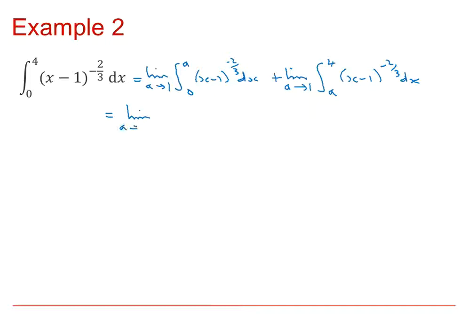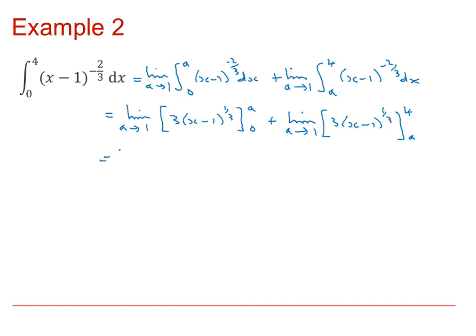So we've got the limit as a gets closer to 1, so this is doing the integral from 0 to a, which is 3 (x minus 1) to the 1/3, and its limits are 0 up to a. And then the second integral will be 3 (x minus 1) to the 1/3, and its limits will be a to 4. Now we can sub in the limits. So subbing in the top limit, you get 3 (a minus 1) to the 1/3, minus 3 (minus 1) to the 1/3. That's both limits subbed in.